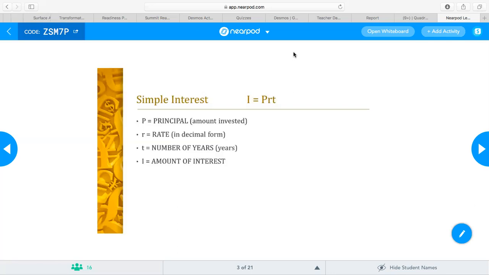All right, simple interest. I need you to pay attention very closely because if you do not have an understanding of what these things mean, you will not be successful with these problems. Let's talk about what each variable represents. P stands for principal. This is the amount I either invest or take out in a loan. If you do not understand what I mean by investment or loan, I need you to speak up.